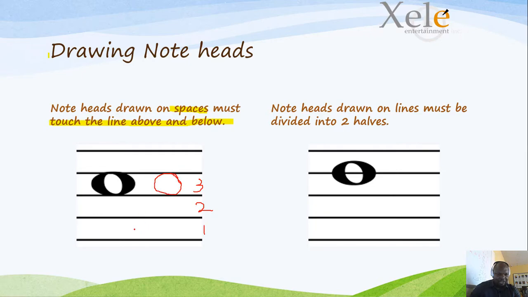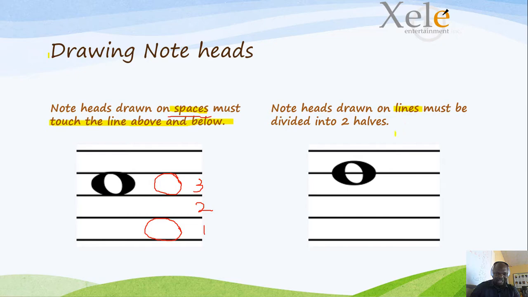Okay, suppose I want to draw another one on space 1. I come to space 1, the region between those two lines, and I go ahead and begin to draw my note head. Make sure it touches the line above and the line below, and there you have a semibreve that is drawn on a space. Okay, quickly we are going to take a look at what it means to draw a semibreve on a line.